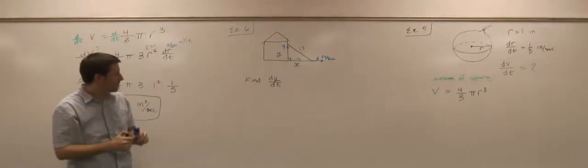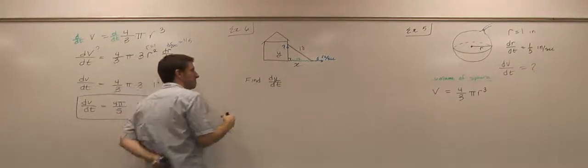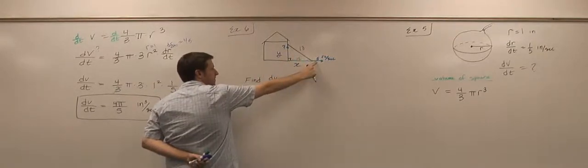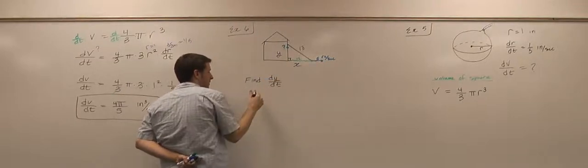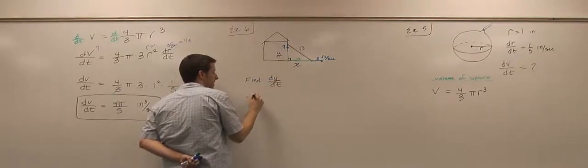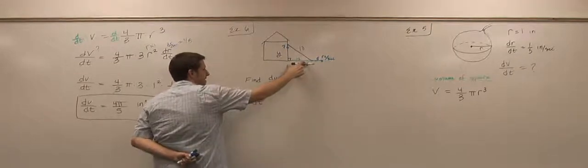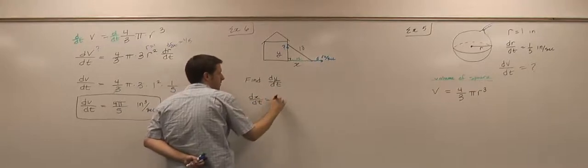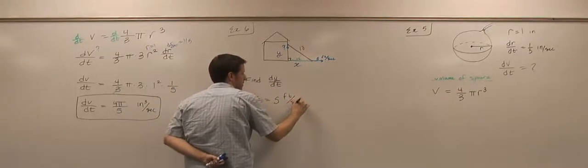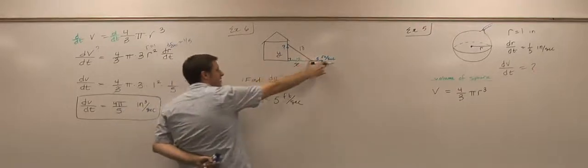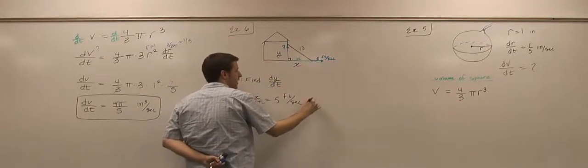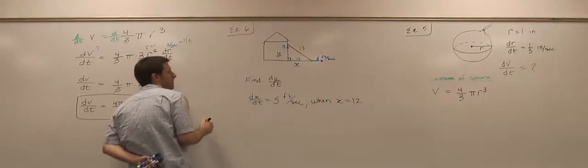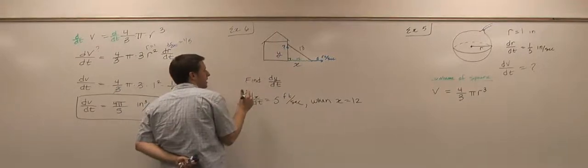And what do I have? I have x, and I have dx/dt. If this side length is x, then this is telling you how x is changing, and y is changing too. So I know that dx/dt is 5 feet per second. x is changing at 5 feet per second when x equals 12. dy/dt is what we're trying to find.